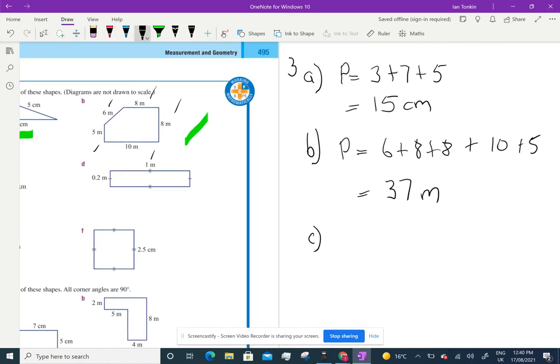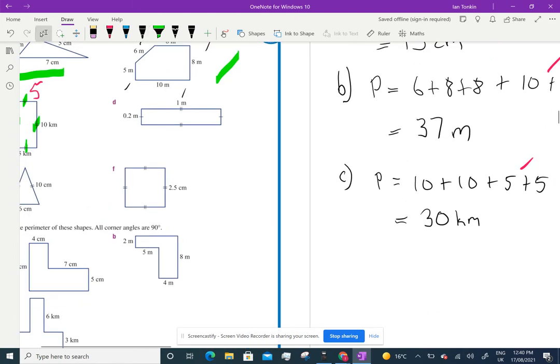So here we go. Perimeter equals 10 plus 10 plus 5 plus 5. And I know it's a bit of a hassle to write this out, but that line is the most important. Yes, the answer is important as well, but the line of working is terribly important. So 10 plus 10 is 20, plus another 10, 30, plus 5 is 40, plus 5 is 50. 50, and it was in kilometres. It's important to write your units.